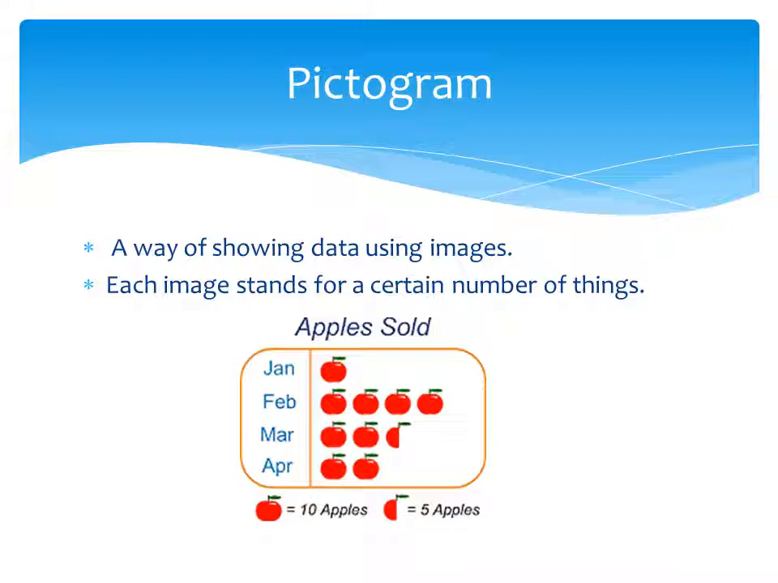So, as you see on the pictogram, January has 10 apples, February has 40 because we have 4 apples, means 4 times 10, 40 apples. March we have 25 and April is 20. So here the most number of apples will be sold in February.